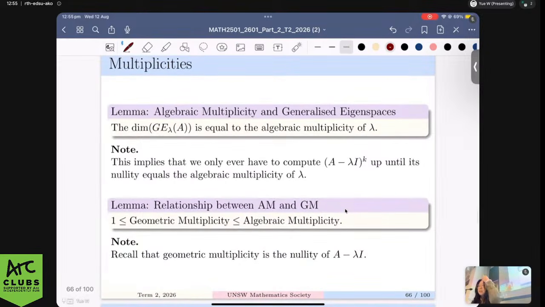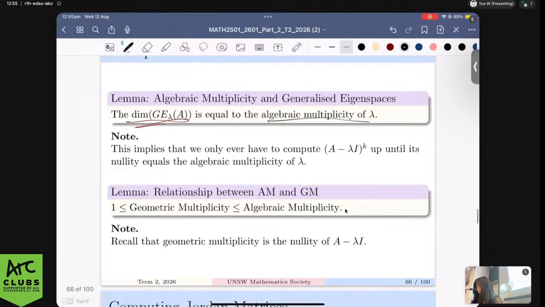Okay, so now moving on to multiplicities. If we consider the dimension of the generalized eigenspace of eigenvalue lambda, this is equal to the algebraic multiplicity of lambda, right? And this really only implies that we only ever have to compute this up until its nullity equals the algebraic multiplicity of lambda, right? Because obviously it always terminates.